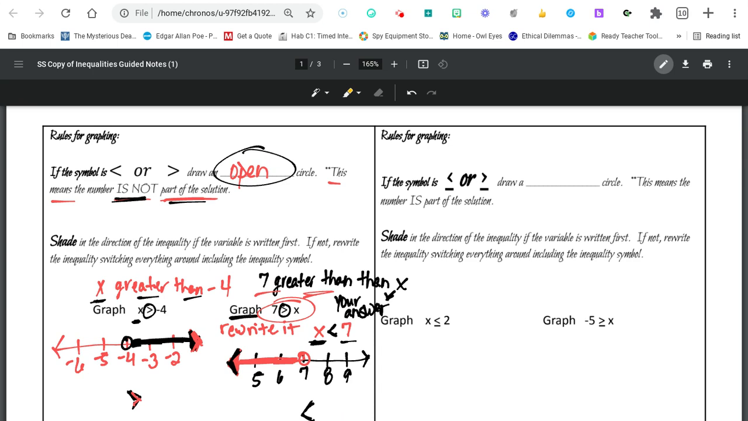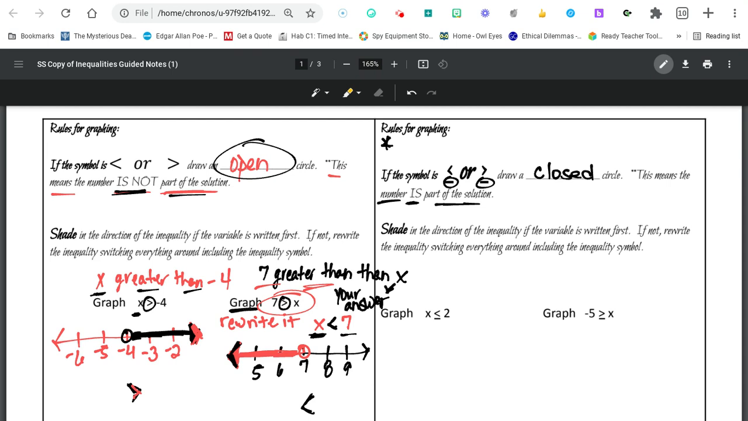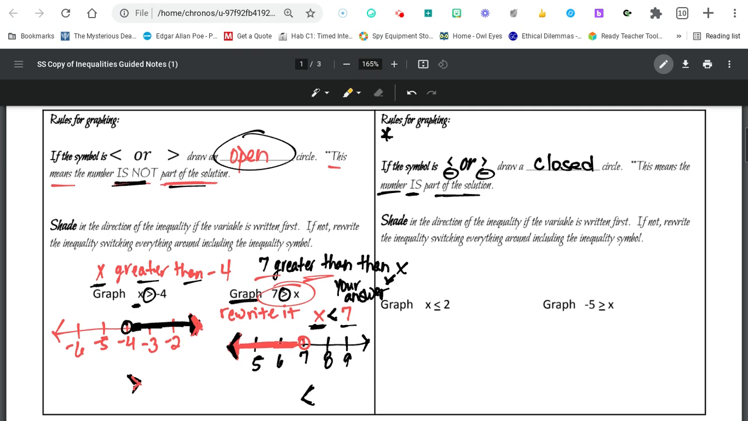Okay, let's take a look at this part. All right, here. If you see the little equal to symbol, then I need you to draw a closed circle on the graph. That closed circle is going to indicate that that number is part of our solution. An open circle indicates that it's not. A closed circle indicates that the number actually is part of the solution. Now let's talk about how we graph these things.